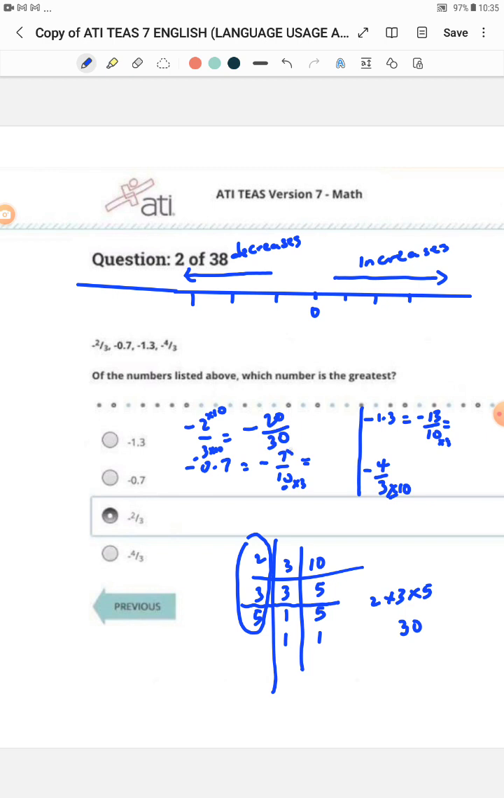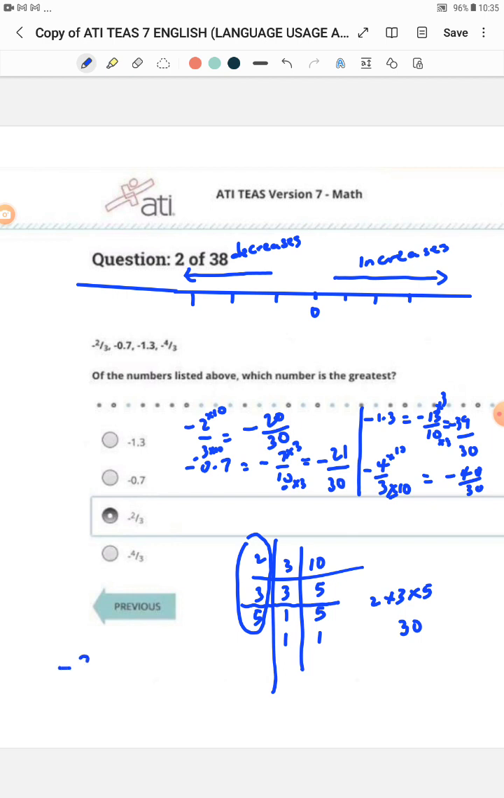And this also, since I'm multiplying the denominator by 3, I will multiply the numerator also. Minus 7 times 3 will give me 21. And 10 times 3 will give me 30. And this will also become times 3, because I'm multiplying the denominator by 3. That will be minus 39 over 30. And this will also be times 10, that will be equals to minus 40 over 30.